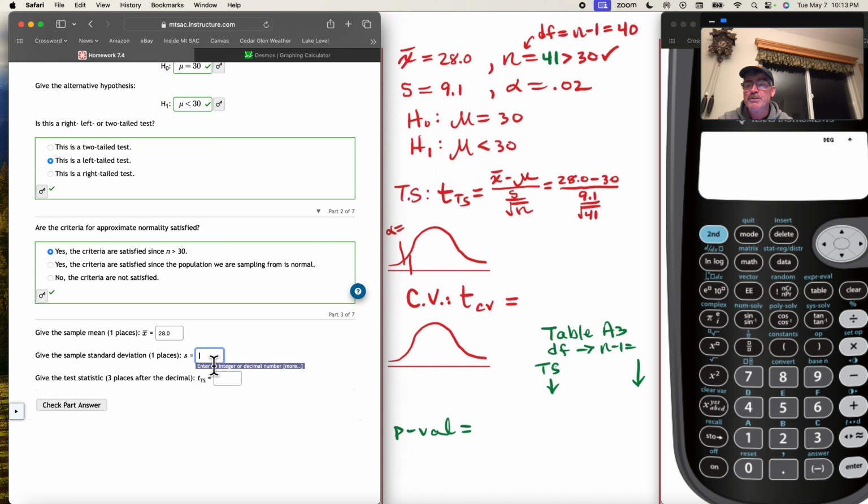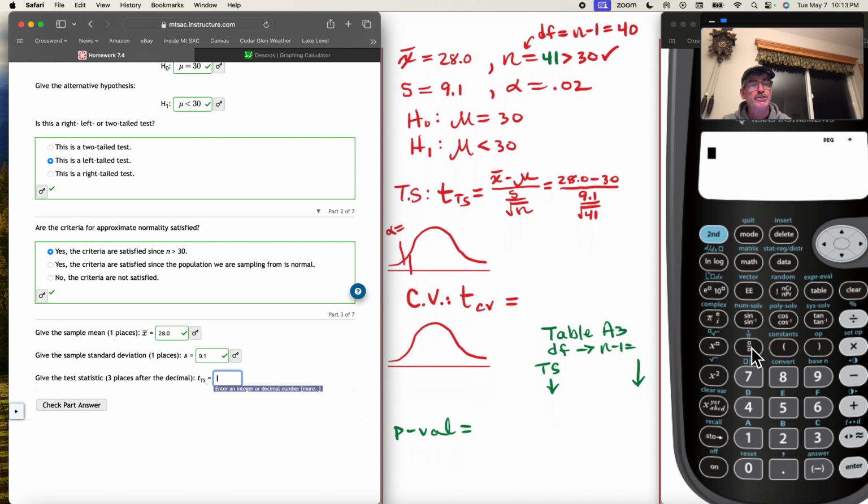Okay, sample standard deviation 9.1. Now that t-test, let's check those to make sure we don't get the t wrong. So these are good. Okay, so the test statistic, we're going to go with the calculator now.